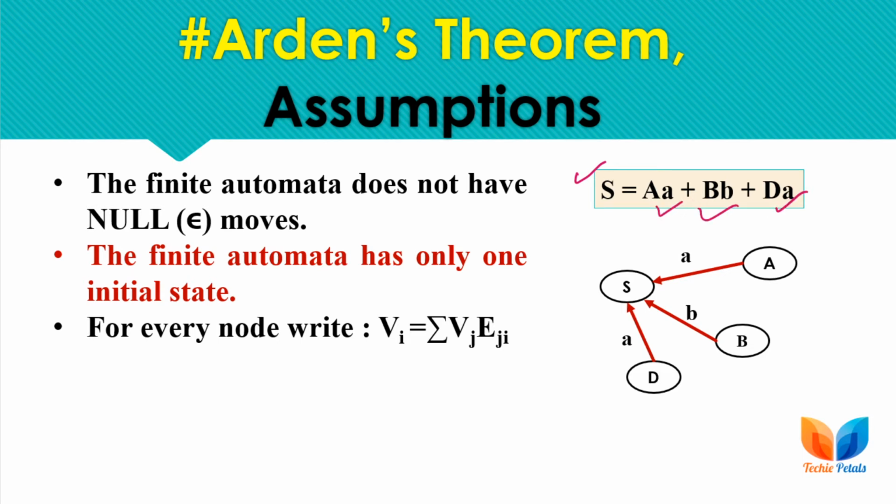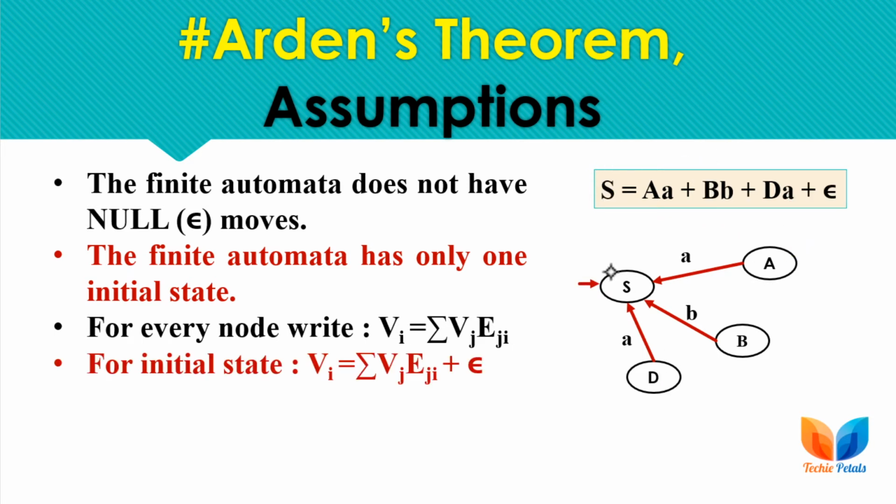Now if S is the initial state, then we have to make some changes to this equation, as the initial state is by default having one input as null. So for the initial state only we have to add this summation also, means null input also. For the rest of the states, this is the way how we write the expression, but for the initial state only you have to include this null also.